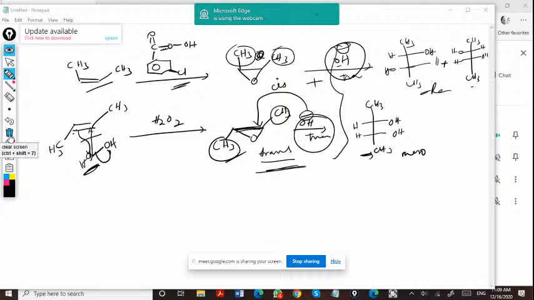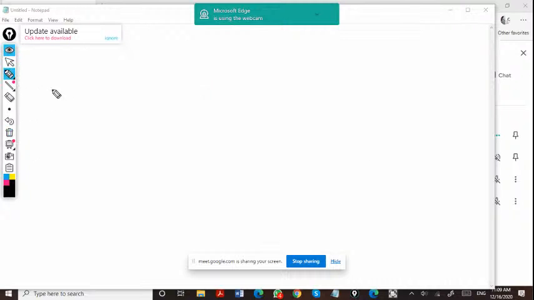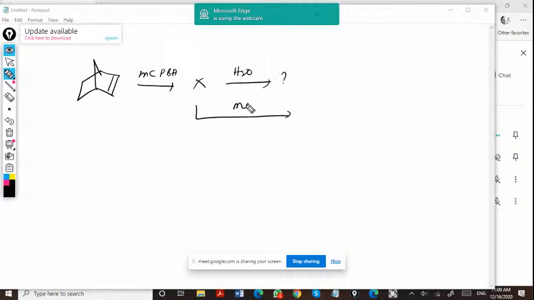So work out some more examples. So here I am writing, metachloroperbenzoic acid is simply defined as MCPBA. Okay, so it's an abbreviation for metachloroperbenzoic acid. So X, and if it is treated with H2O, what could be the product? Okay, and the same is treated with methanol, what could be the product?